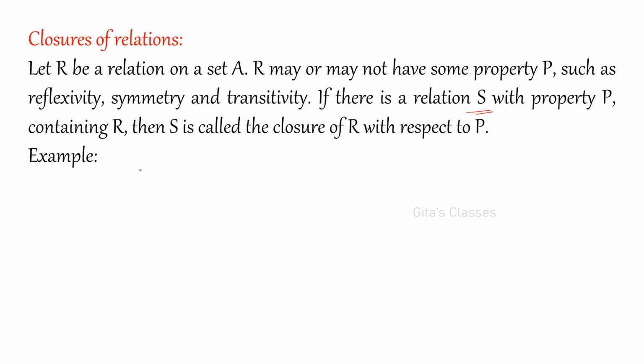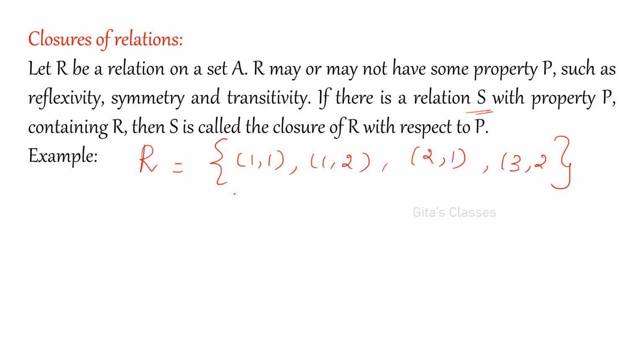Now consider the relation R = {(1,1), (1,2), (2,1), (3,2)} on the set A = {1, 2, 3}. First, let us see reflexive. Is it reflexive? A has the 3 elements 1, 2, 3. When will you say that it is reflexive? If it contains 1 related to 1, 2 related to 2, 3 related to 3. Now (1,1) is there, but (2,2) and (3,3) are not there.